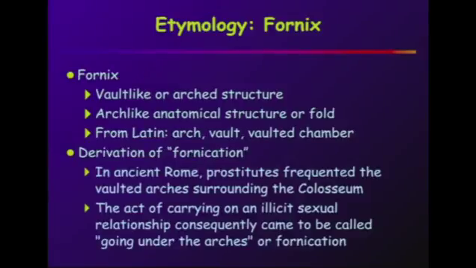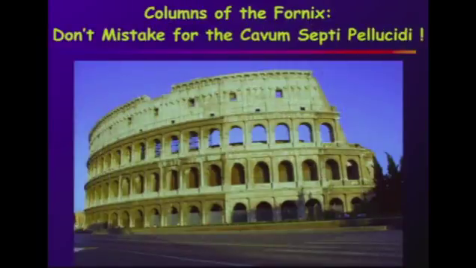And it turns out that in ancient Rome, prostitutes more or less hung out around the arches surrounding the Colosseum, and in Latin, the act of carrying on an illicit sexual relationship came to be called going under the arches, or fornication. So here's a picture of the Colosseum showing the arches there, and this is pretty much the only thing that my residents remember from this talk.